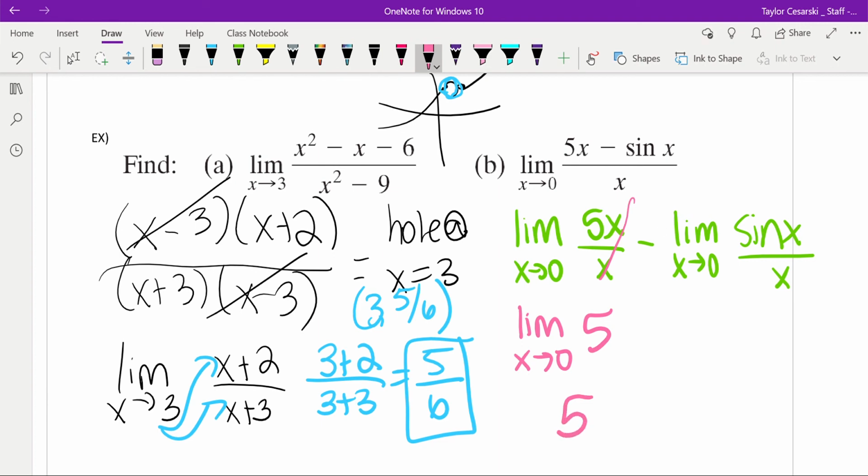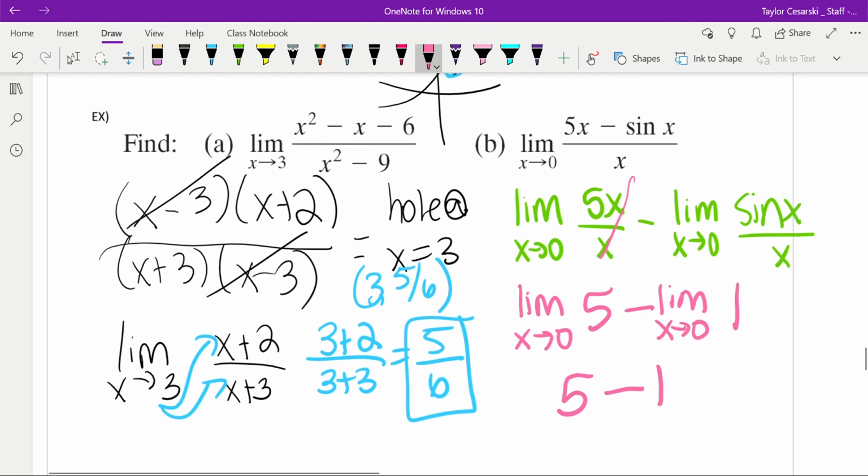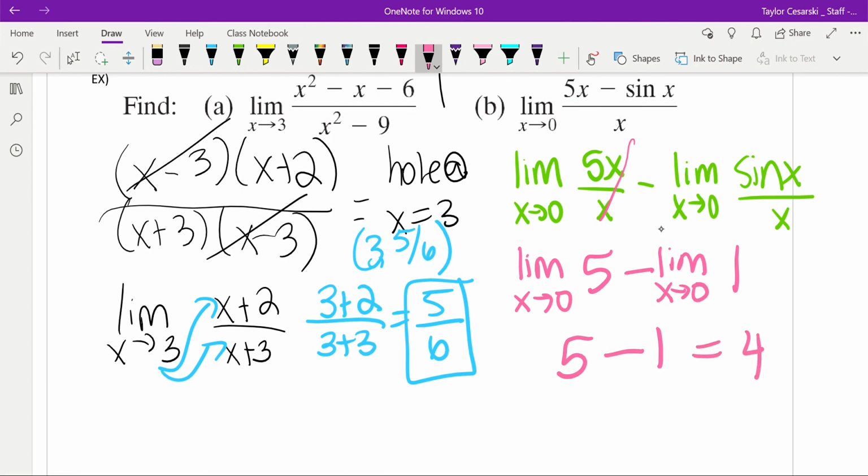Sine of x over x. Now, if you don't remember it, you can type that on your calculator, look at the table, anything like that. Looking at the table, we end up figuring out that that's 1. So minus limit as x approaches 0 of 1. So 5 minus 1 is 4. So that one you will have to either go back and remember that sine of x over x, the limit as x approaches 0 is 1, or if you don't remember that, look back in your table on your calculator.